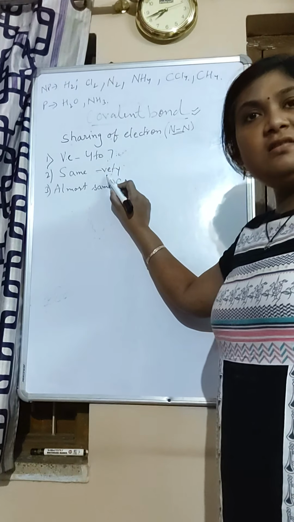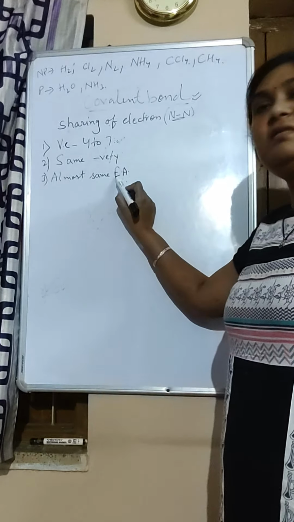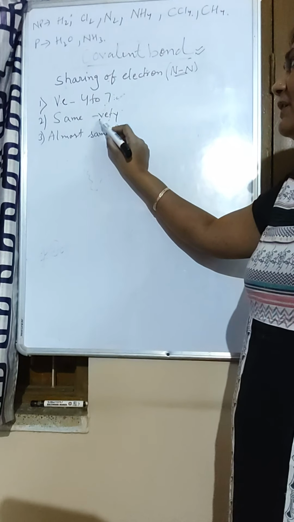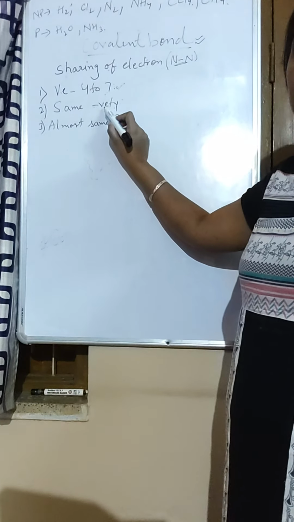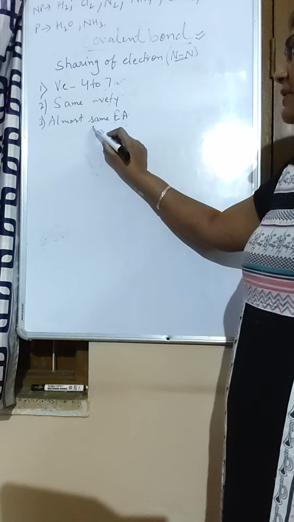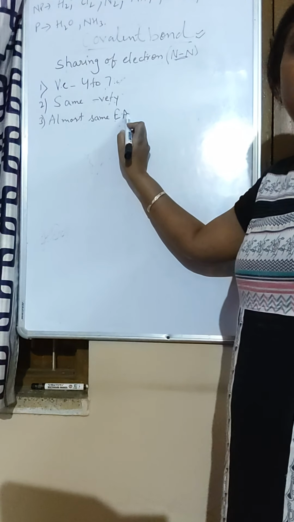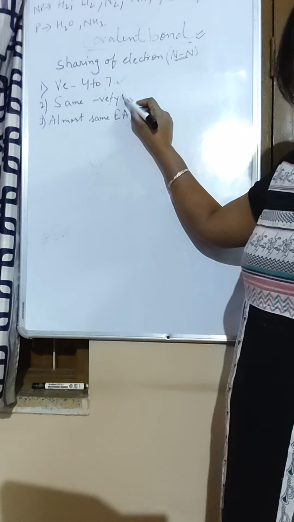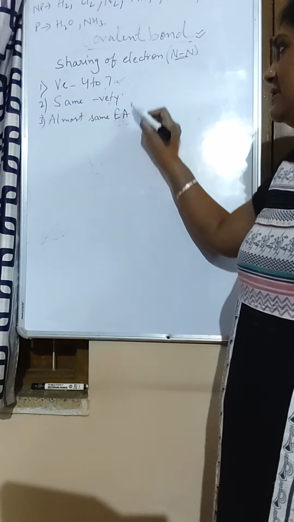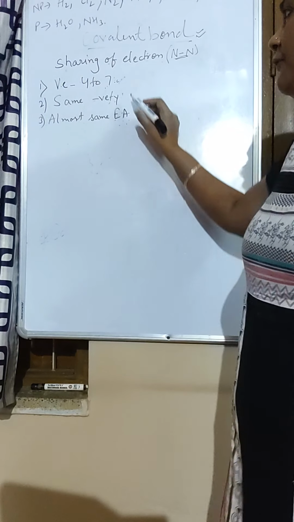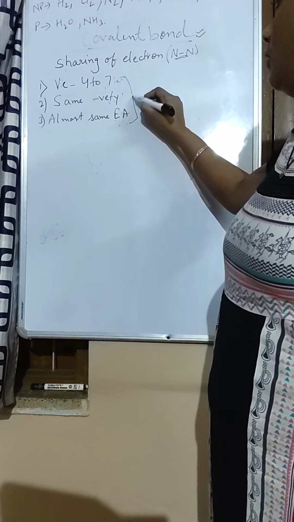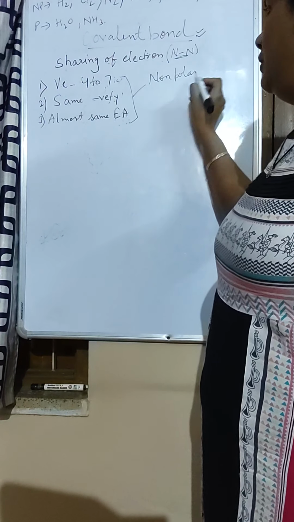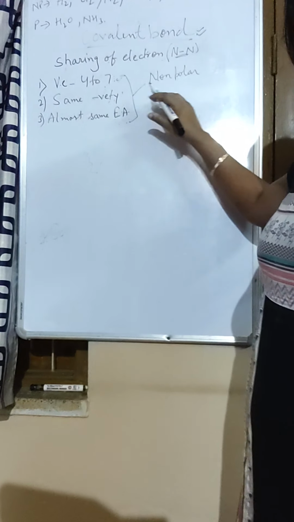We have read in the first chapter what electronegativity and electron affinity are, so I am not explaining it again. They should have almost the same electronegativity, which non-metals have, and the same electron affinity. If they have the same electronegativity and electron affinity, they form a type of covalent bond called non-polar covalent bond, which is normally formed between same atoms.